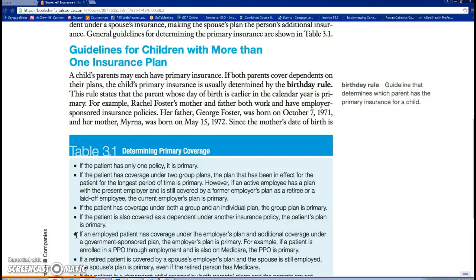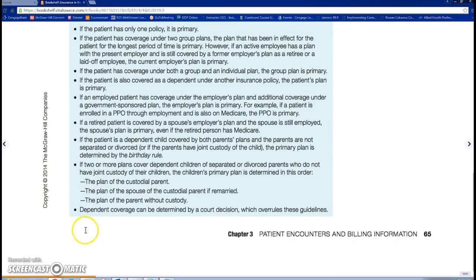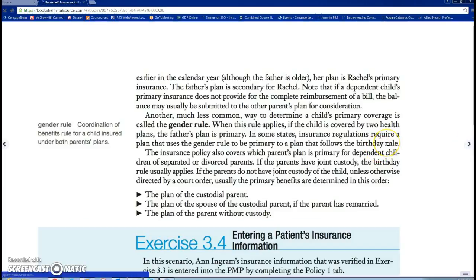Now, if you're dealing with divorced parents, it's a little different sometimes. If both parents have custody, if they split custody, you still do the birthday rule. If one parent has custody and the other one just has visitation or something like that, then whoever has custody of the children, their insurance is primary. Now, some places do use the gender rule, and the gender rule states that the male or father plan is primary. You don't see that as much as you used to.